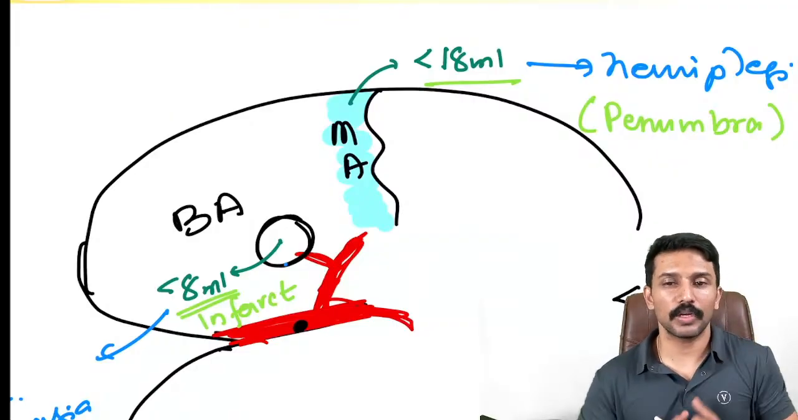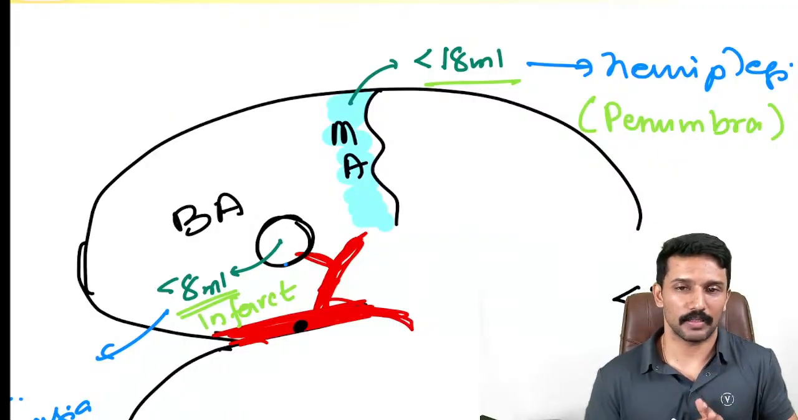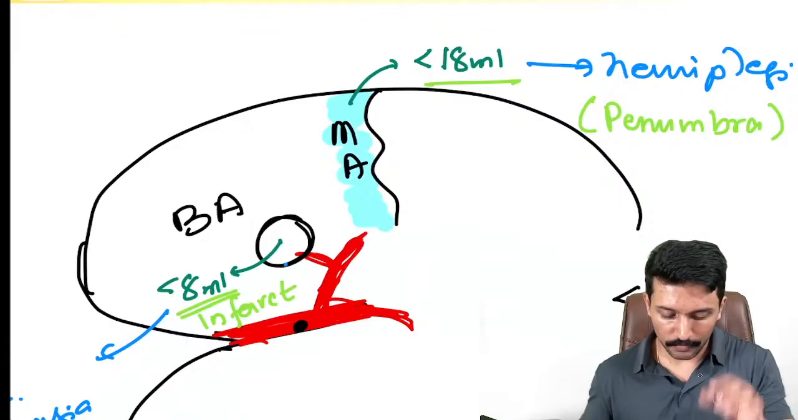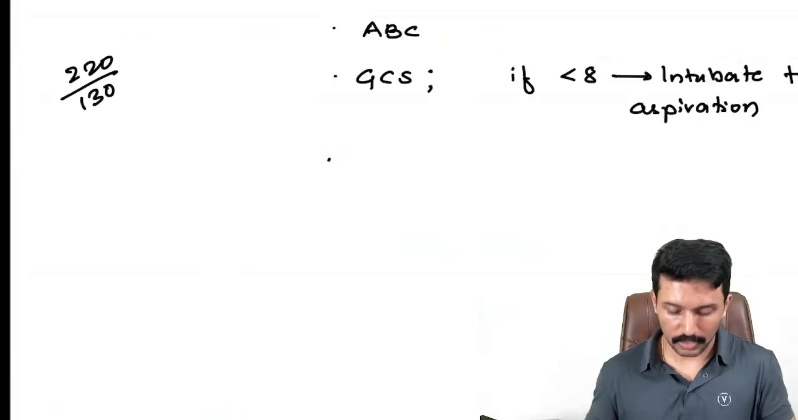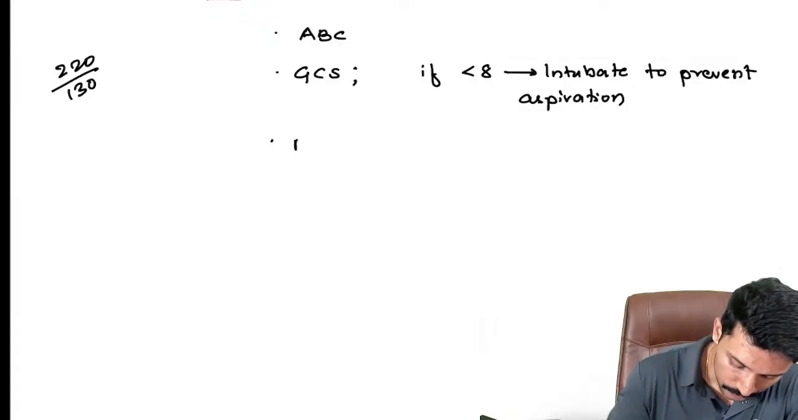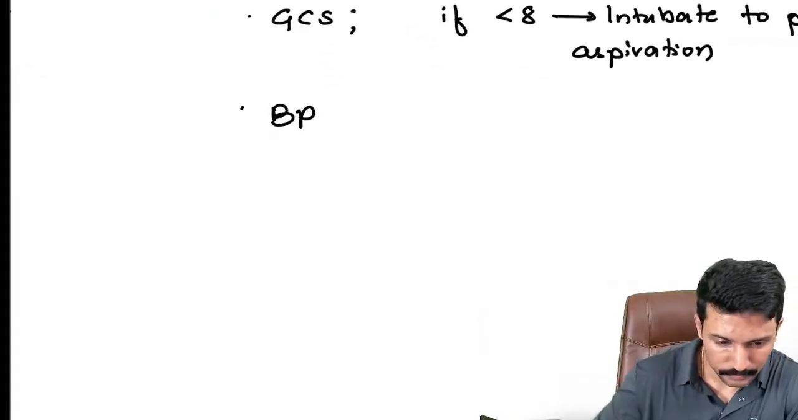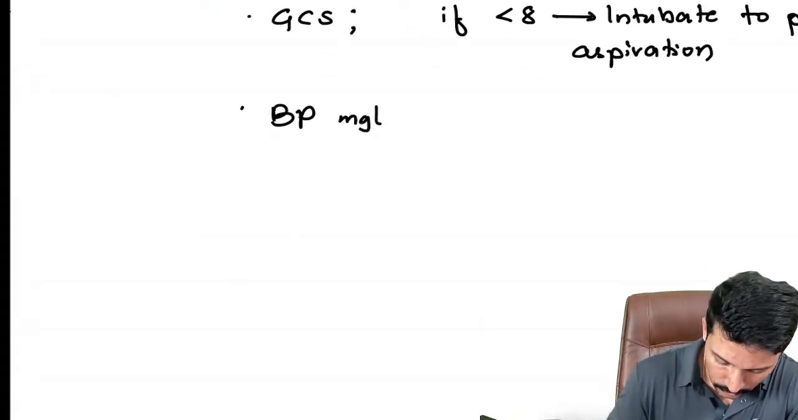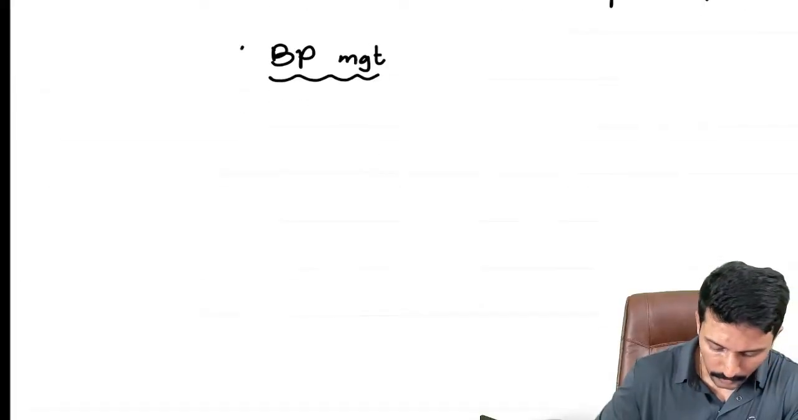But if it is more than 220/130, it will rupture and bleed. So that's why only when it is more than 220/130 should we treat, right? So to avoid confusion in questions, I will give you a protocol. What is it?